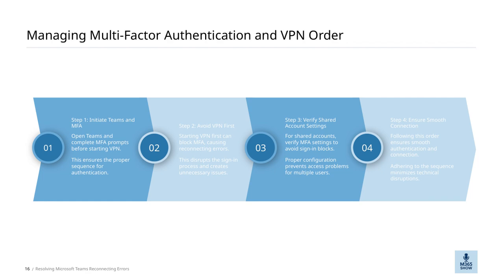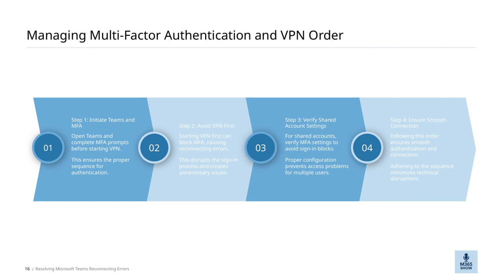First, it's important to open Microsoft Teams and complete any MFA prompts before you start your VPN. This step is crucial because completing MFA first ensures that the authentication process flows smoothly. When you start the VPN before MFA, it can actually block the MFA prompts, which leads to reconnecting errors in Teams. These errors happen because the system gets confused or stuck, disrupting your sign-in process and causing unnecessary frustration.